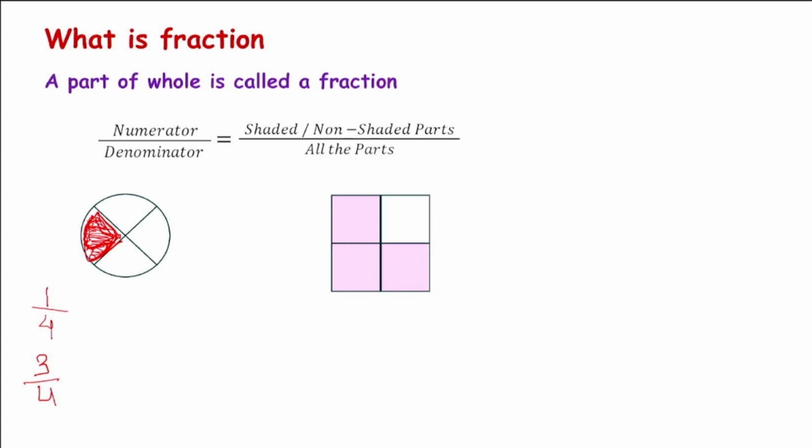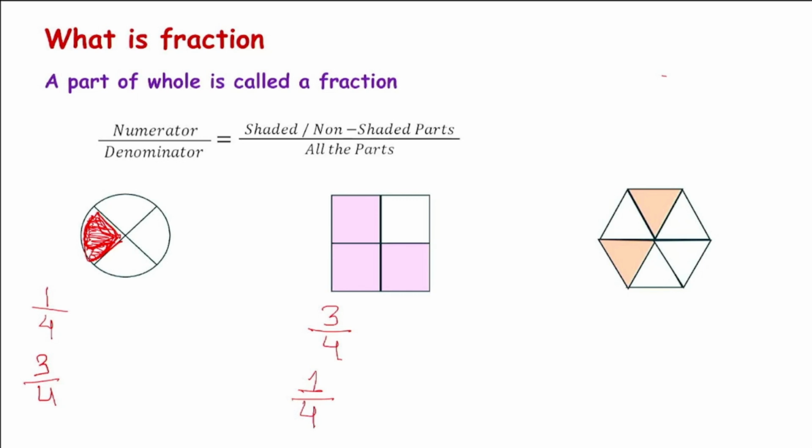Here we have one more example. I have taken a square and divided it into 4 equal parts, where I shaded 3 parts of that square. So how can we write the fraction for the shaded part? It is 3 over 4. And how can we write the fraction for the non-shaded part? It is 1 over 4.